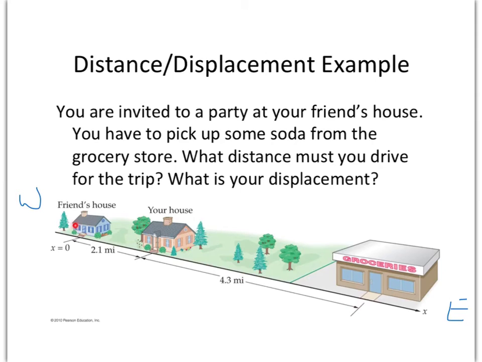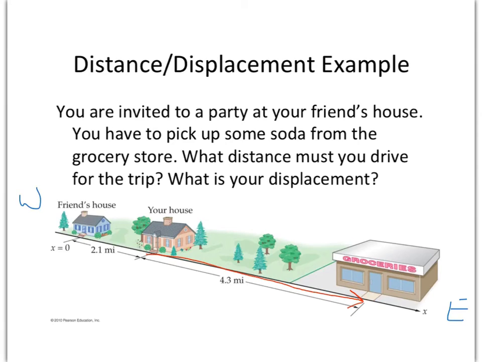So, what distance must you drive for the trip? Distance means the whole amount of, you might say, ground that you cover, regardless of direction. So, all right, let's draw and see what distance you must drive. So you need to go from your house, 4.3 miles. I don't want to use blue because that's blending in too much. Let's go with red. You're going to walk 4.3 miles or drive 4.3 miles from your house to the grocery store.